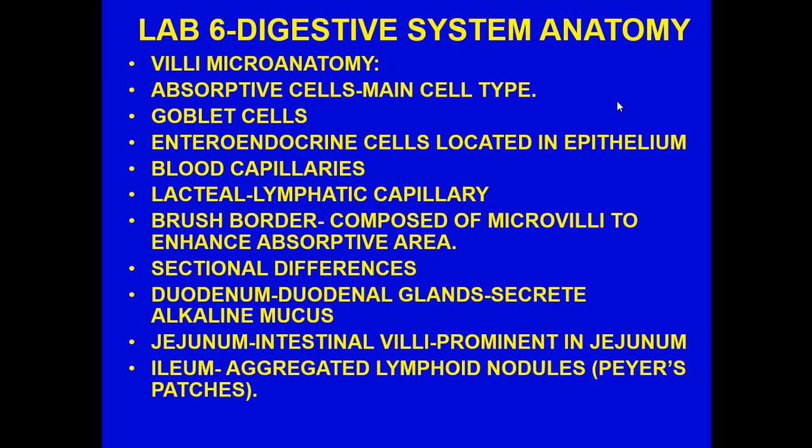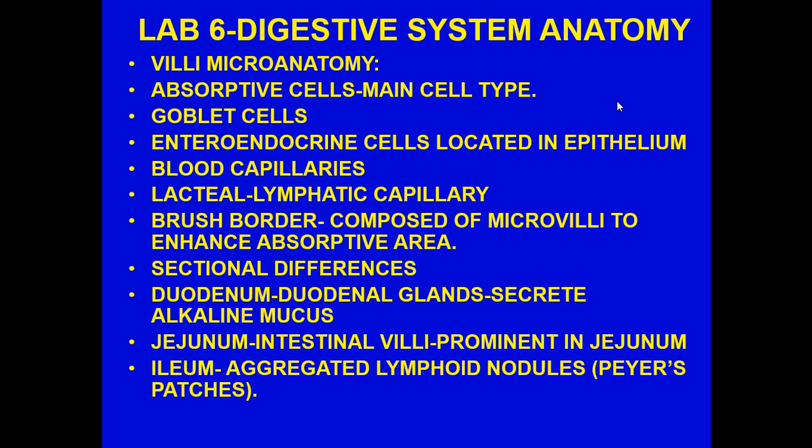Now you have an edging on the villi, and this is composed of the microvilli to enhance absorptive area, and this is called the brush border. Now there are sectional differences between the different parts of the small intestine. In the duodenal glands, they secrete an alkaline mucus. In the jejunum, the intestinal villi are most prominent, so you have a lot more of the absorption occurring there. And that only makes sense because after the duodenum, you started really breaking down a lot of the substances that you're going to eventually want to absorb.